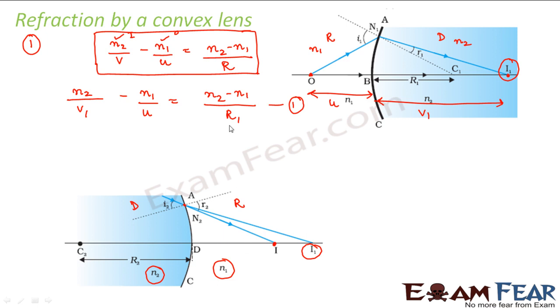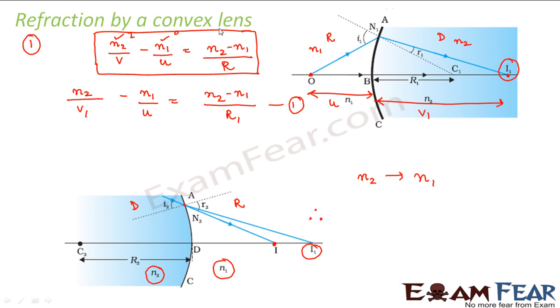In this case, again, we will make use of the same expression with a bit of alteration, which is that N1 and N2 get reversed. Normally N1 represents the rarer medium and N2 represents the denser medium, but in this case it is moving from the denser medium to the rarer medium. Since the movement is taking place from N2 to N1, N1 and N2 will get reversed in this expression.